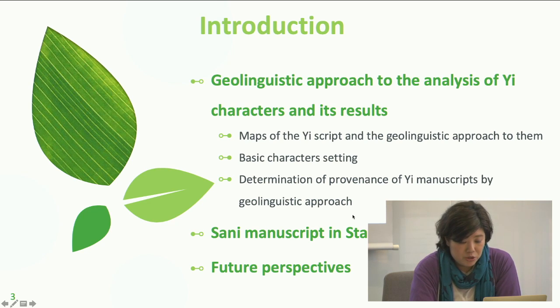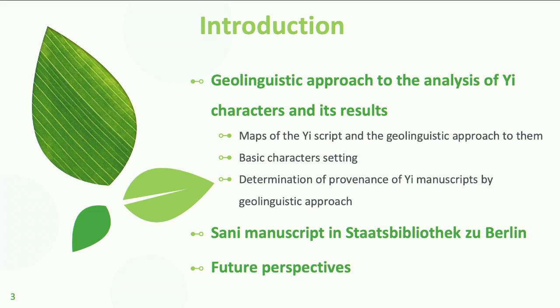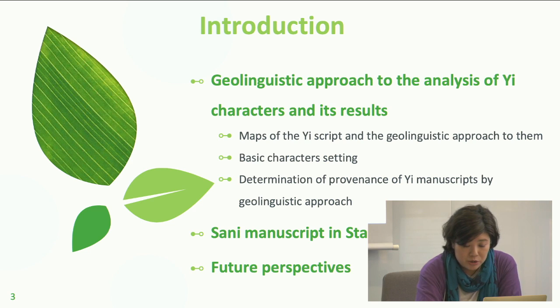My presentation consists of three parts. First of all, I will talk about a geolinguistic approach to the analysis of e-characters and its results. There, maps of the e-script will be shown. Then I will mention their practical use and their contribution to researching e-manuscripts. Then, one e-manuscript preserved at the Staatsbibliothek zu Berlin will be introduced. According to my analysis, it has turned out to be a manuscript written in Sani. Finally, future perspectives will be referred to in summary.